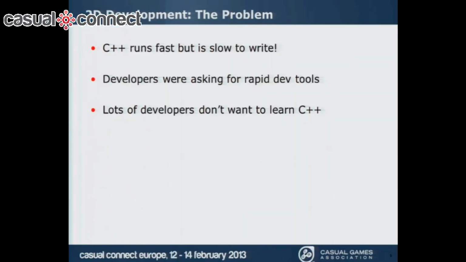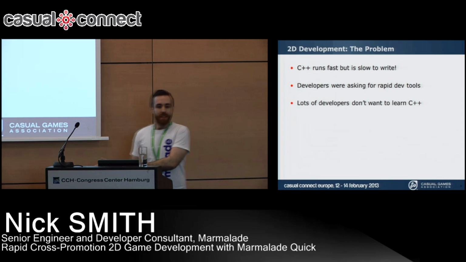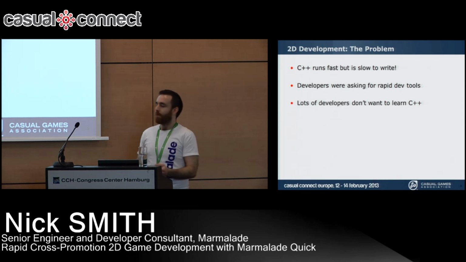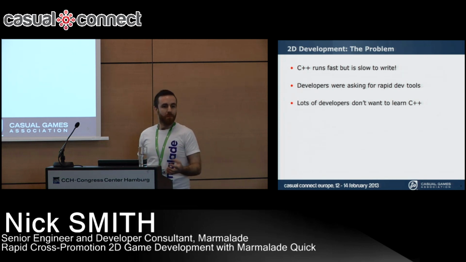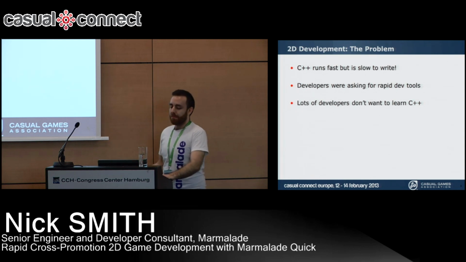C++ code runs really fast. All our stuff, although we support these different platforms, it's pure raw native code. So you get lots of effects, snappy games running. But C++ is slow to write, and it's a certain subset of programmers who are C++ experts. People want to be able to quickly put together scripts and things to run their games. They don't want to code everything from the start. So our own developers were asking us, hey, why aren't there more sort of rapid tools for building games? And then lots of developers don't want to learn C++.